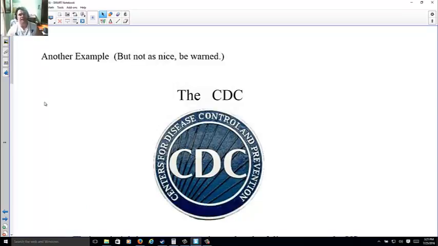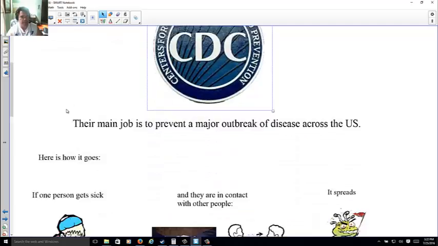Now another example, not as nice, be warned, but is an example all the same. The CDC. Now you might have heard of the CDC from shows like The Walking Dead. They're an actual place. The CDC is the Center for Disease Control. They basically keep things from going crazy with different diseases and problems. When we had Ebola in Texas a few years back, a very small outbreak, they were there to make sure it got contained. They did what they were supposed to do.